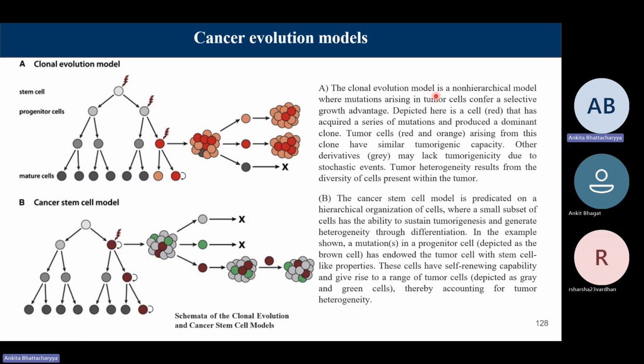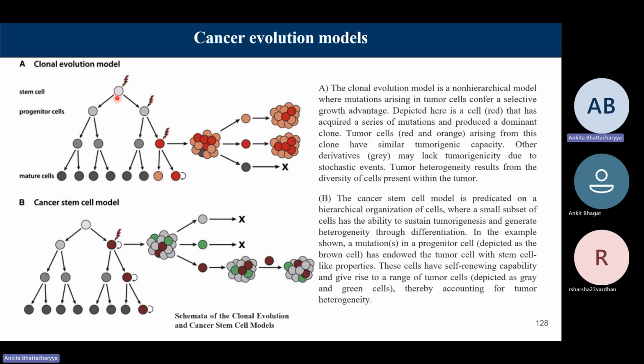So for clonal evolution, what is it known as? It is known as a non-hierarchical model where the mutations that arise in tumor cells confer a selective growth advantage. So how do you actually understand that? First of all, you have to understand that within each tumor, some types of cells are considered to be stem cells, called cancer stem cells or CSCs. Here, what you see is the first cell that has faced some sort of change, like you can see in red, indicating some modification that has occurred.